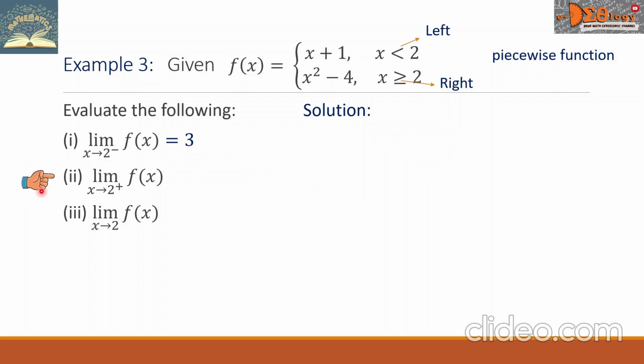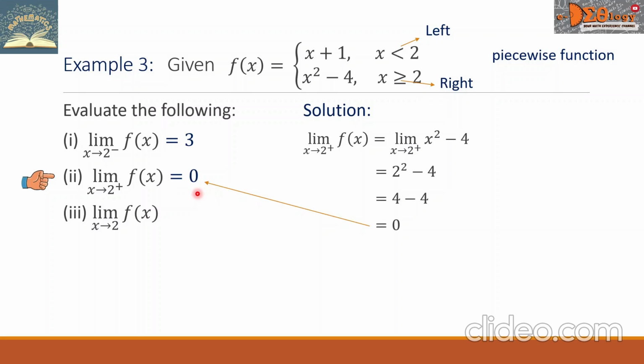Let's go now to the second problem. Limit of the function as x approaches 2 from the right. So we're going to use the second function. So we have now the limit of x squared minus 4 as x approaches 2 from the right. We evaluate this function. We substitute x by 2. So we have 2 squared minus 4. 2 squared is 4 and 4 minus 4 is 0. So the answer here is 0.